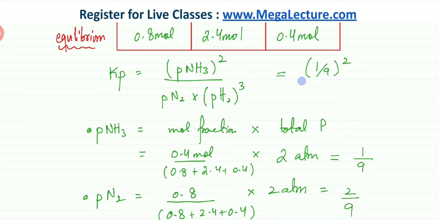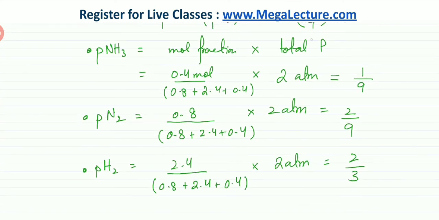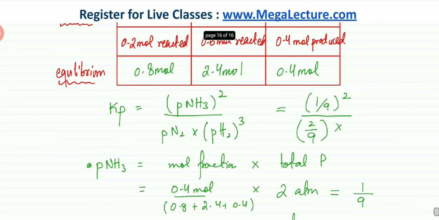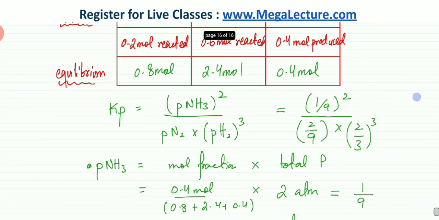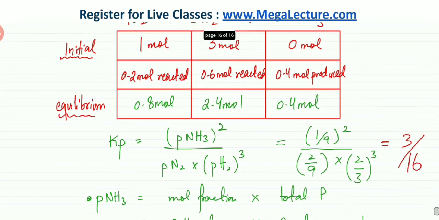And you're going to divide it by the partial pressure of N2, which is 2 by 9, which we calculated, multiplied by the partial pressure of H2, which is 2 by 3 over here, but this value would be cubed. And after performing this calculation on my calculator, the answer I'm getting is 3 by 16. That's the final value of Kp.